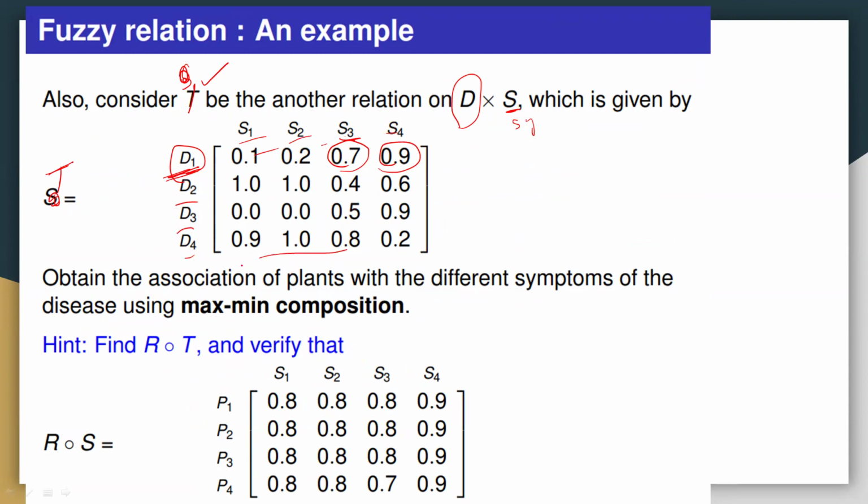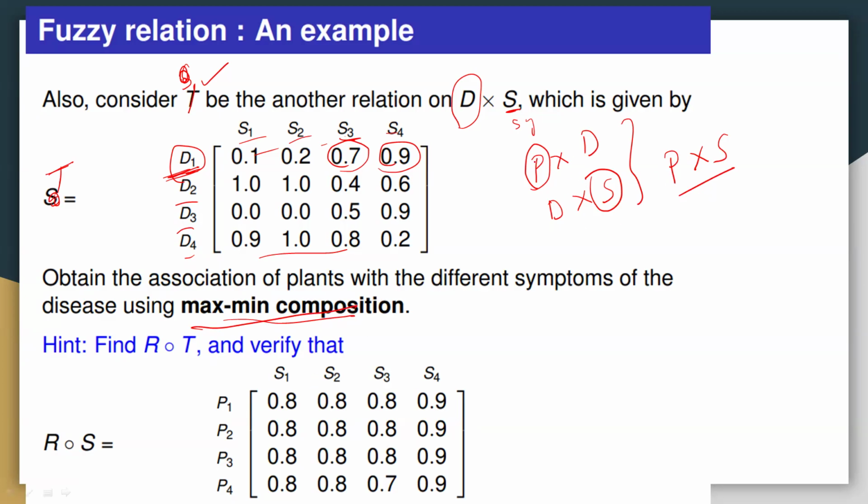So now the question is, obtain the association of plants with different symptoms of the diseases using a max-min composition. So how do you find out? We had a relation from plant to disease, and a relation from disease to symptom. What they're trying to find out is the association of the plant with different kinds of symptoms. So we have to find the relation over the Cartesian product P and S. That can only be done with the help of a max-min composition.